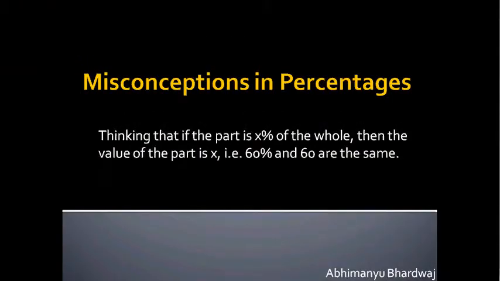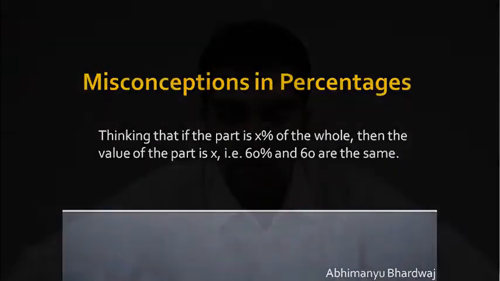Today we are going to look at a misconception in the topic percentages. Thinking that if the part is x% of the whole, then the value of the part is x. That means 60% and 60 are the same. This misconception is for students who, when asked to increase or decrease a given quantity by x%, simply add or subtract x to obtain the answer.